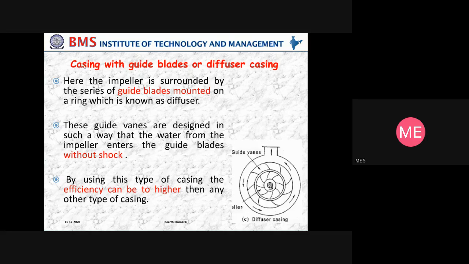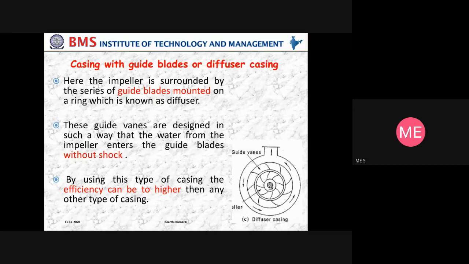This is one more casing, the casing with guide wedge, also called the diffuser casing. Along with the casing, if I add guide blades attached to the casing, what will happen? A smooth outlet of the water takes place. Because of that smooth outlet, or zero eddy formation, the efficiency of the pump will be increased. See here, the impeller is surrounded by a series of guide blades. With the same shape as the impeller, the guide blades will be attached, so the water coming out will be non-turbulent. Smoothly it will come out and be discharged, so the efficiency of this pump will be increased.